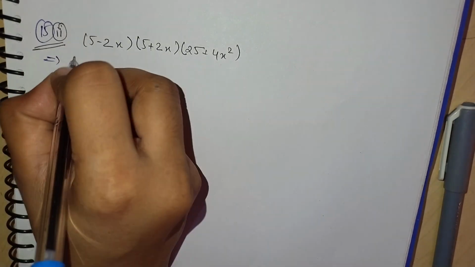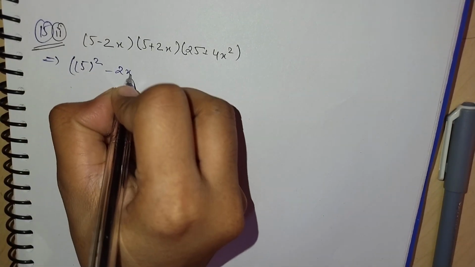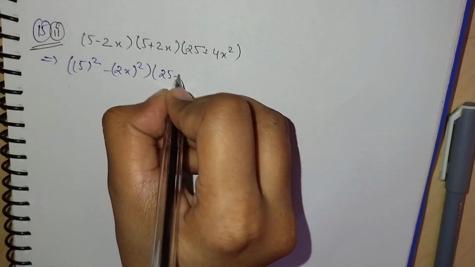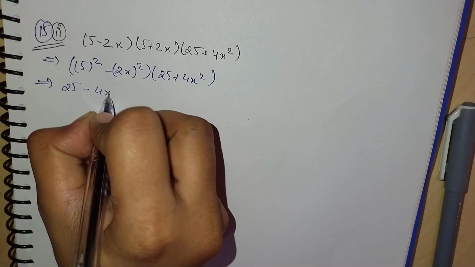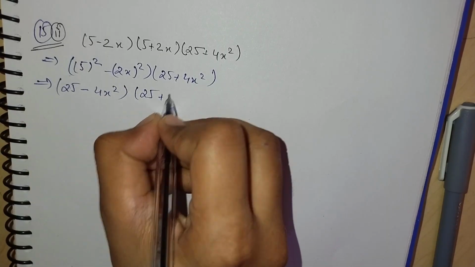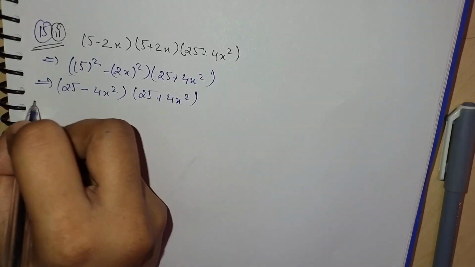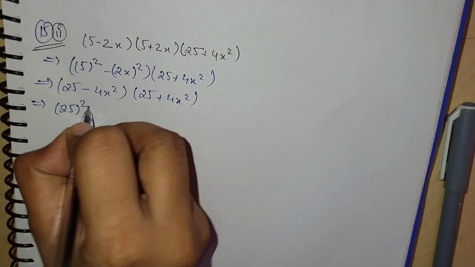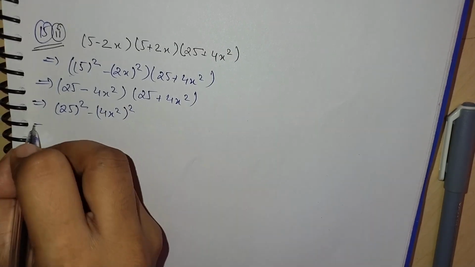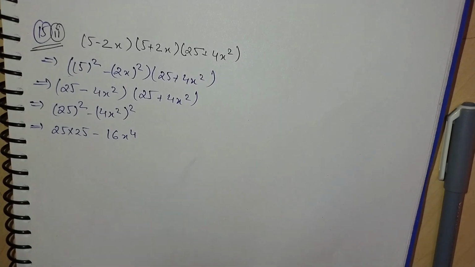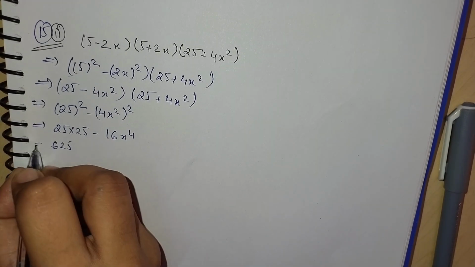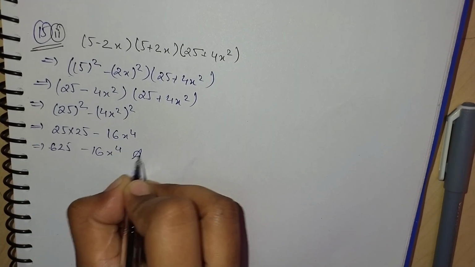So here we will solve (5)² minus (2x)², 25 plus 4x². So on solving this we will get 25 minus 4x². Here 25 plus 4x². Then again applying the a minus b square formula, so (25)² minus (4x²)² equal to 25 into 25 minus 16x to the power 4. So on solving this we will get here 625 minus 16x to the power 4 as the answer here in this question.